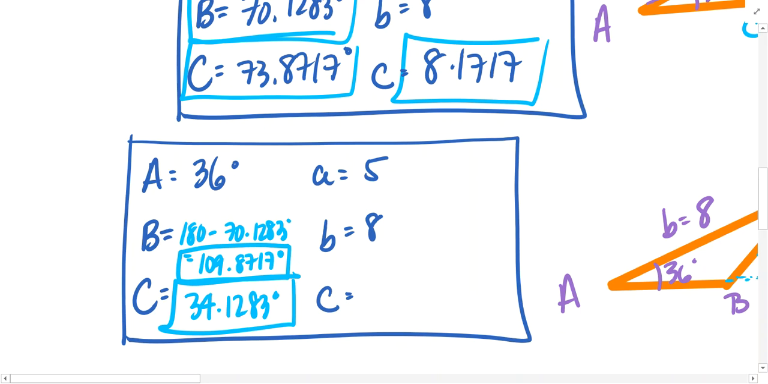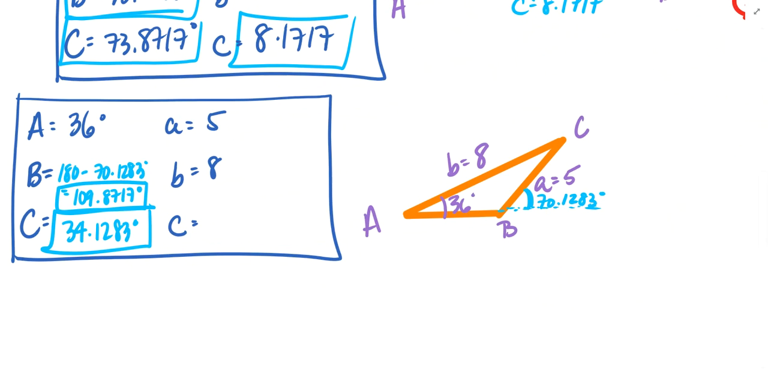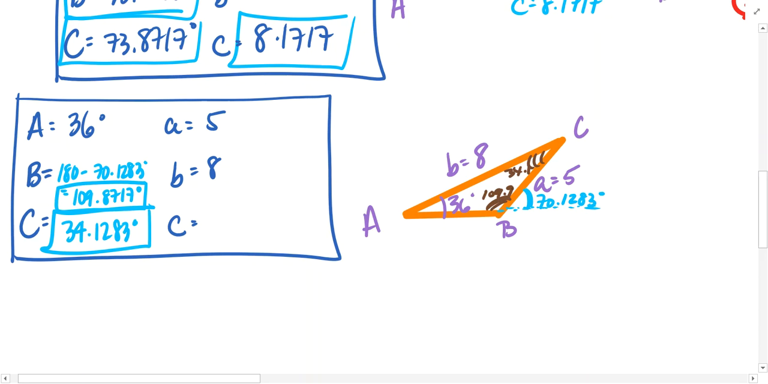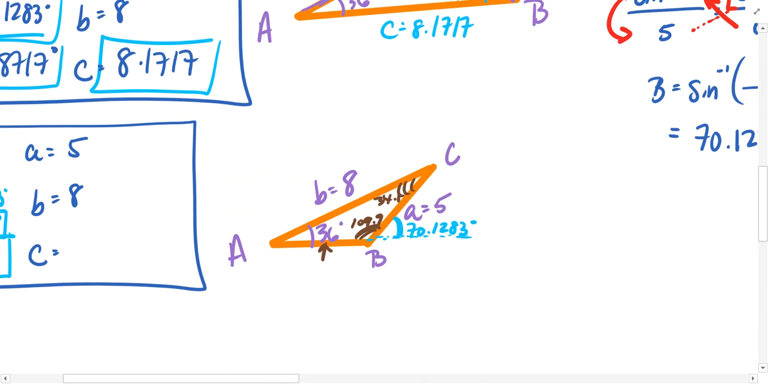And now this diagram is starting to look more and more like the angle measures that we've just computed here. Certainly this angle measure could be 109.9, and then therefore this angle measure could be 34.1 degrees. Okay, and then that means side length C is going to have to be a whole lot shorter than the 8.17 that we saw just a minute ago.